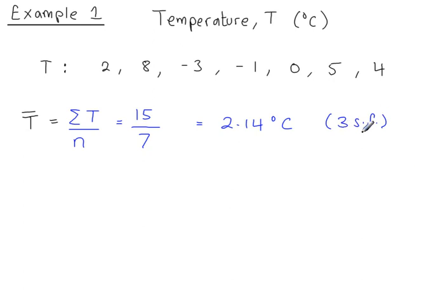Using 3 significant figures is fairly standard throughout S1, unless you're given a different level of accuracy to give your final answer to. So for instance here, if the question said work out the mean correct to 1 decimal place, then you would just write 2.1.